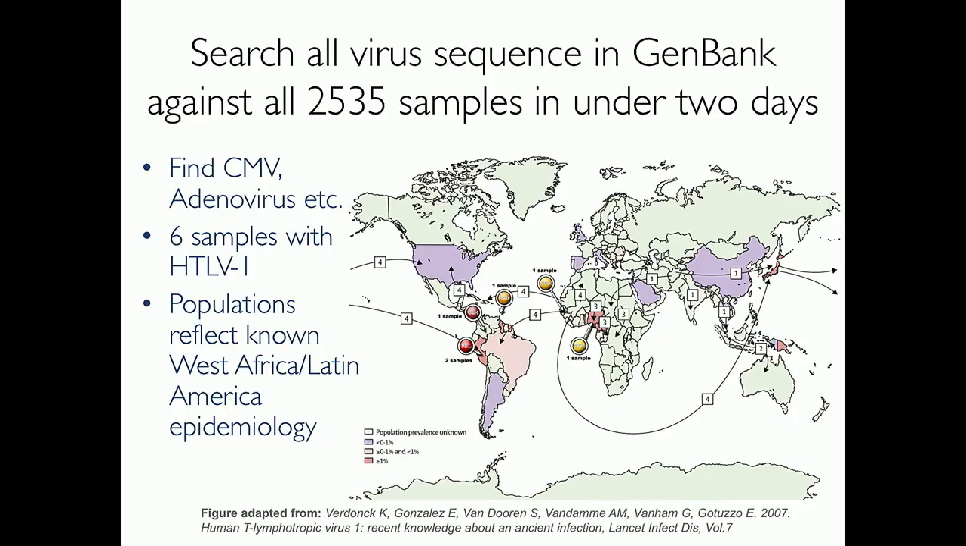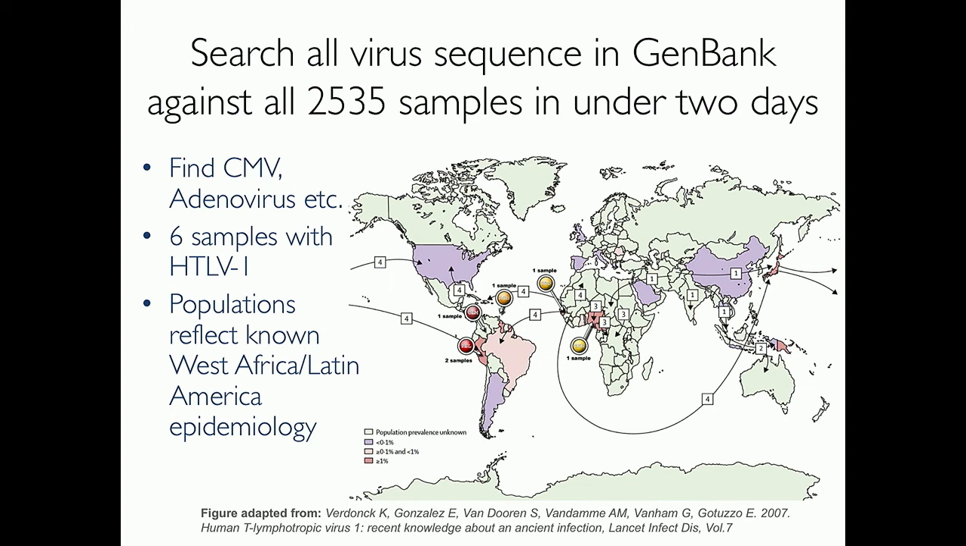So one thing that's a nice illustration of this is you don't just have to look now for things that are in the reference at all. Here we looked at all the virus sequence in GenBank, and we compared it to all the samples, and that could be done in under 2 days because of the speed of the server. And you find some things like adenovirus and CMV, and we found 6 samples containing HTLV1, which is a virus that's known to have originated in West Africa.